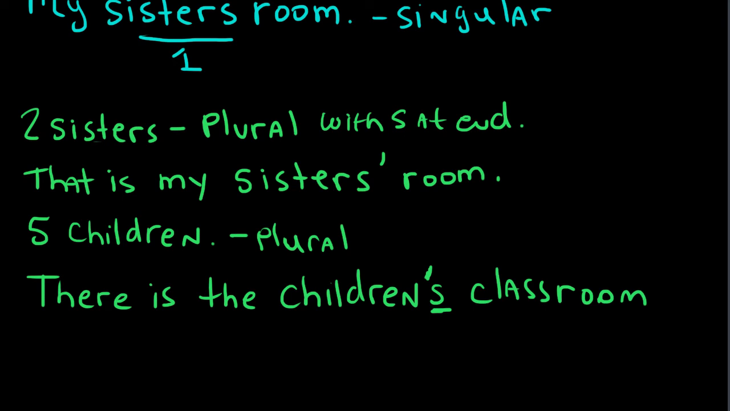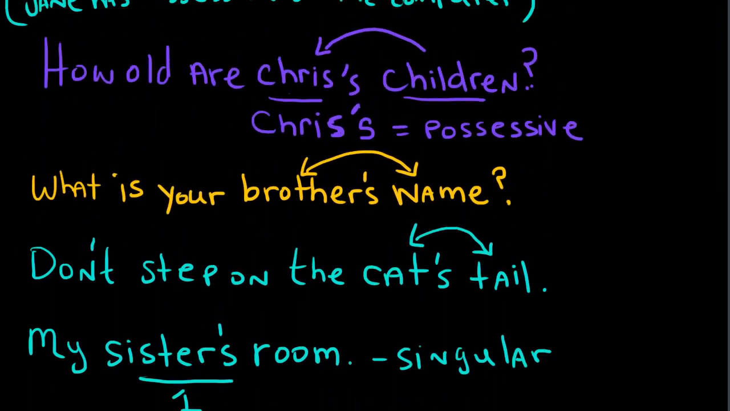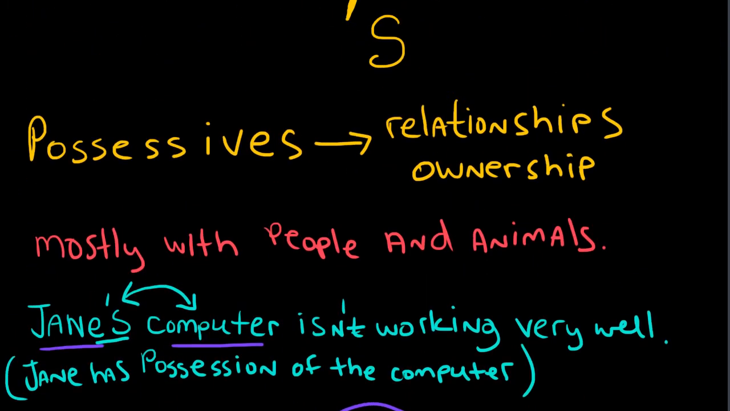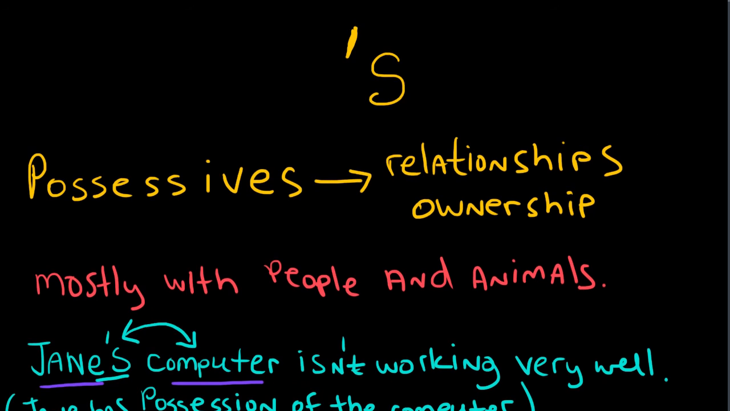Okay, I hope this video has helped you to understand how we use apostrophe S to show possessives and relationships and ownership of people and things.